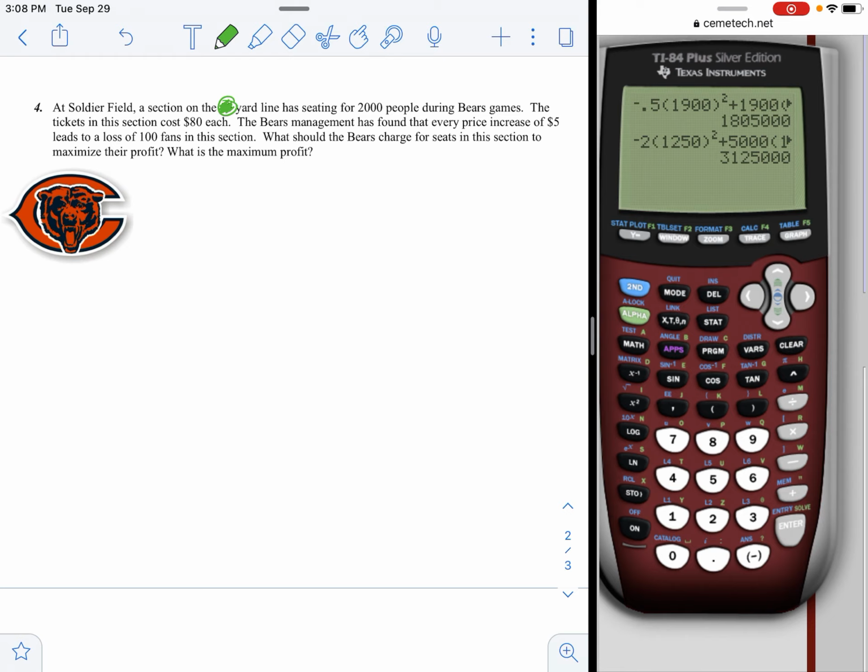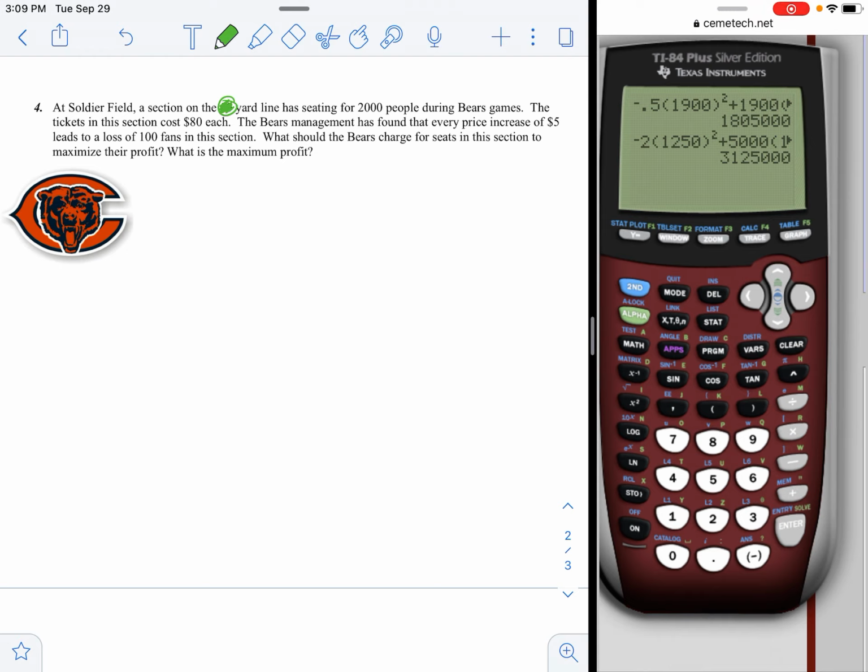It has seating for 2,000 people during the Bears game. The tickets in this section cost $80 each. The Bears management has found that for every price increase of $5 leads to a loss of 100 fans in this section. What should the Bears charge for seats in this section to maximize the profit? What is the maximum profit?